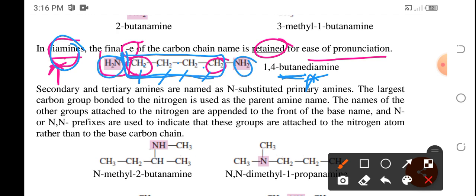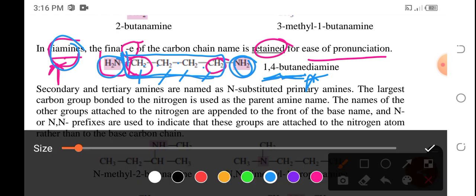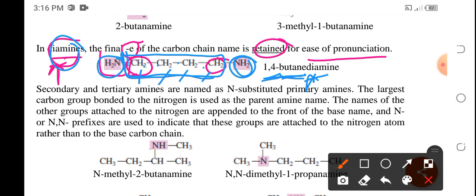Now, again, we have to indicate the position of these amino groups, so we need a locant, and that would be numbered from left to right or right to left. Either way, we are going to come up with the same set. This is carbon number 1 and this is carbon number 4. And that would be reflected on the name, so therefore the name is 1,4-butanediamine. Remember, a comma would be used to separate two numbers and a dash would be used to separate word from a number.